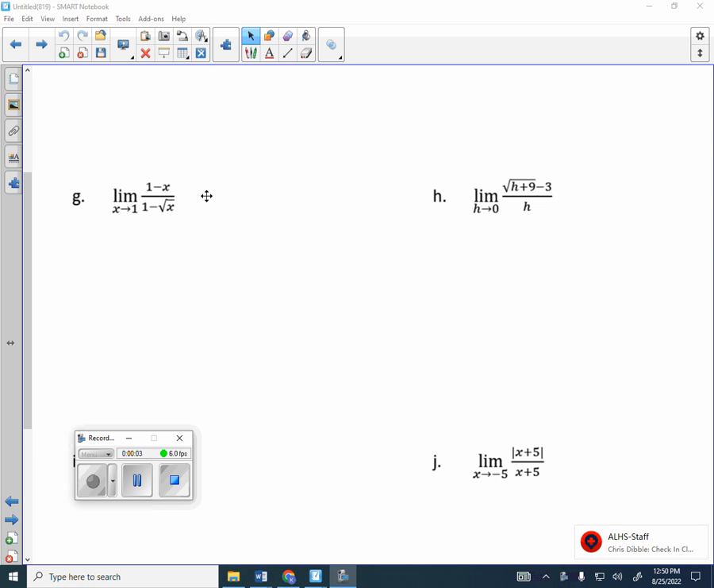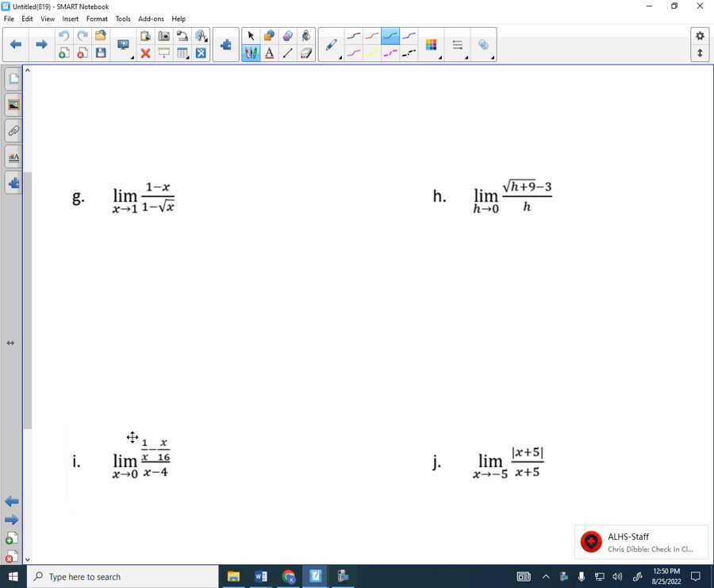All right, let's look at the limit as h goes to 0 of the square root of h plus 9, minus 3, over h. So this is what we started talking about yesterday. We want to finish this up. Remember, when you plug in 0, what's 0 plus 9? 9. Square root? Minus 3?